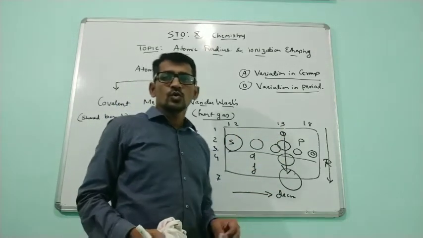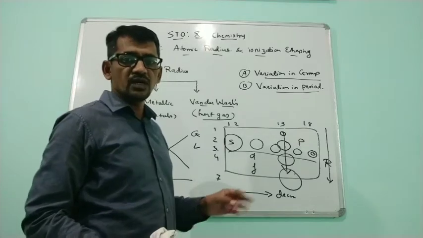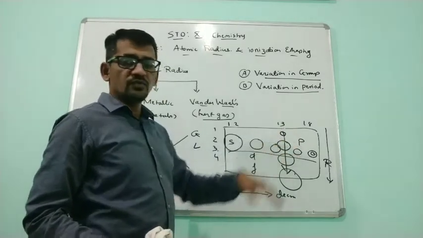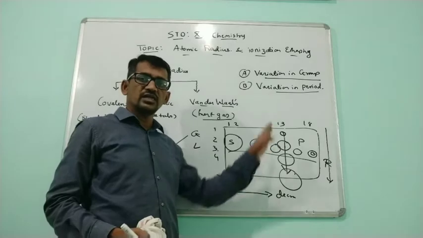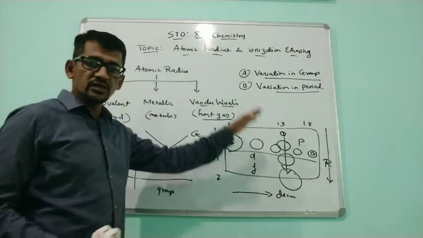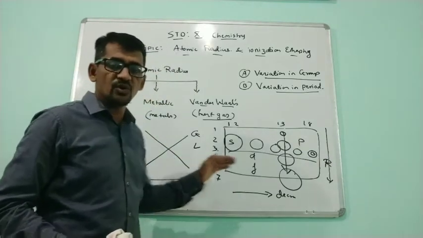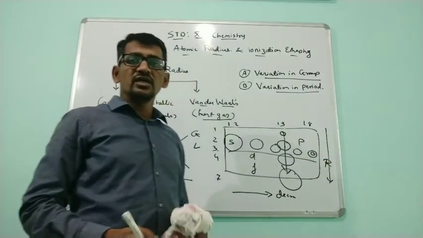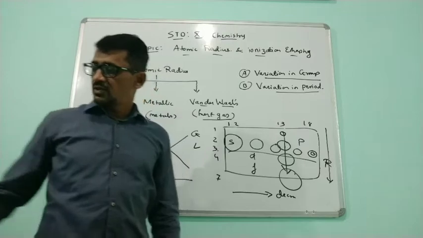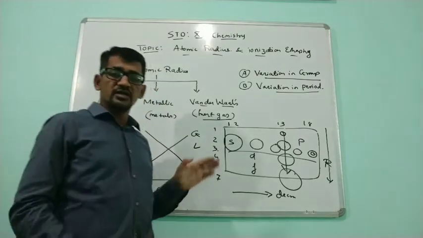In group 13: boron, aluminium, gallium, indium, thallium. Group 15: nitrogen, phosphorus, arsenic, antimony, bismuth. So this radius increases. In this way, in D block elements or F block elements, if you move across, then the screening effect will increase. Because of this screening effect, the radius decreases.